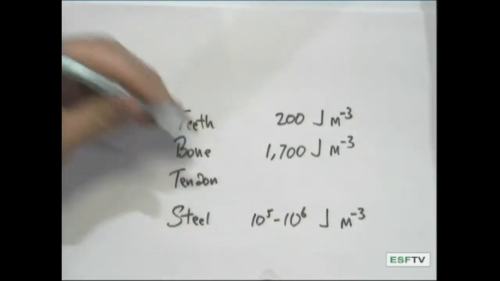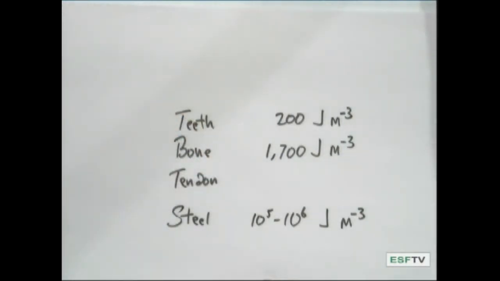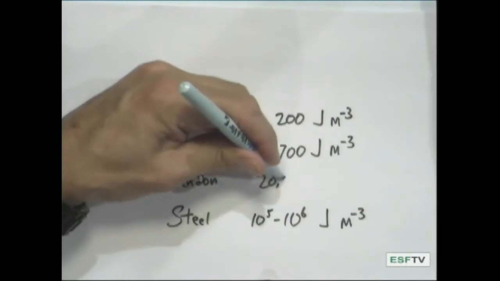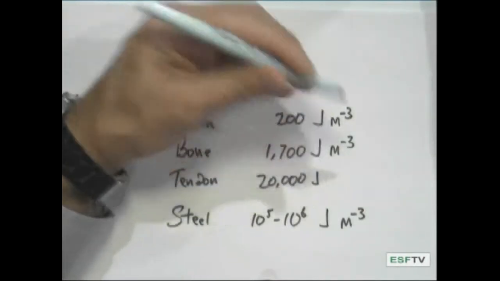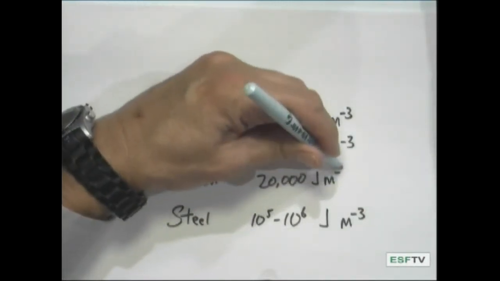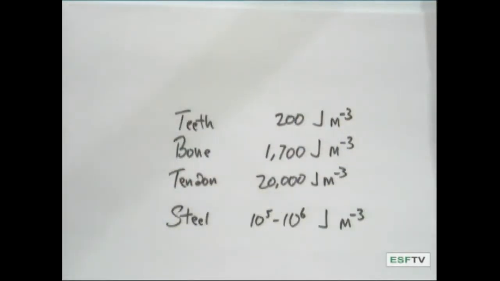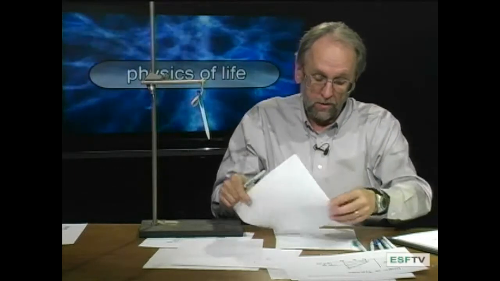And we see here that when we look at tendon, here's the answer for us. You're looking at a work of fracture of about 20,000 joules per meter cubed there. All right, and so that's another one of the interesting things that you can do with the stress-strain curve.